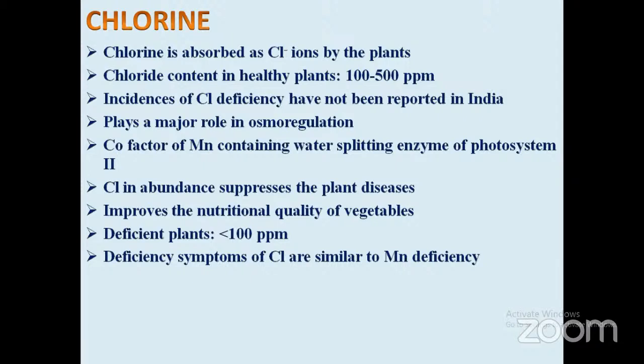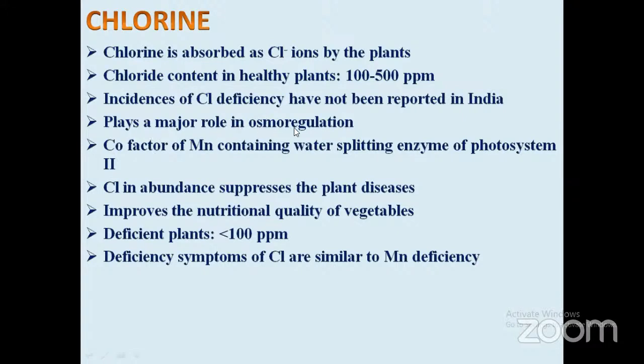Another is, you see, because of its large abundance in the air and its accretion through a large number of fertilizers like MOP and ammonium chloride. So it is unintentionally being added to the soil. So it is sufficient for the plant. So deficiency of chloride is not reported in India because of its larger abundance in air. Another is because of its presence in the fertilizers like MOP and ammonium chloride.